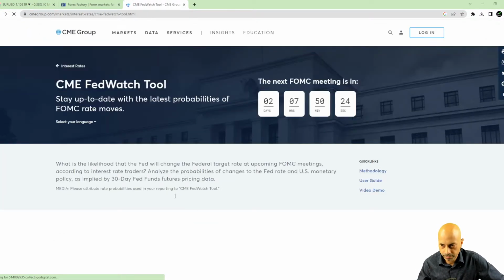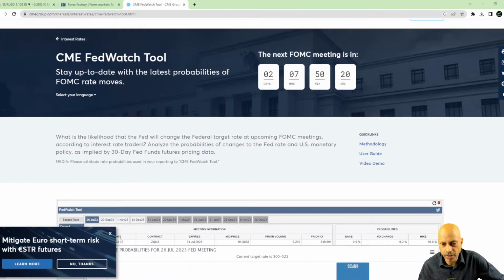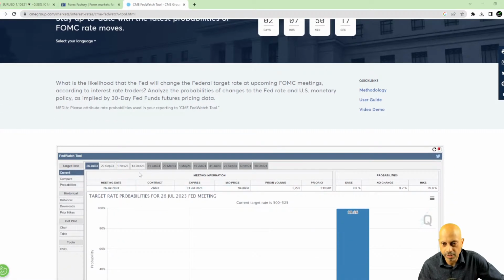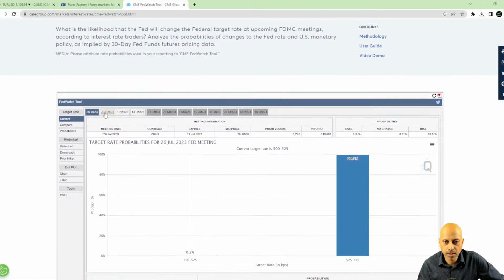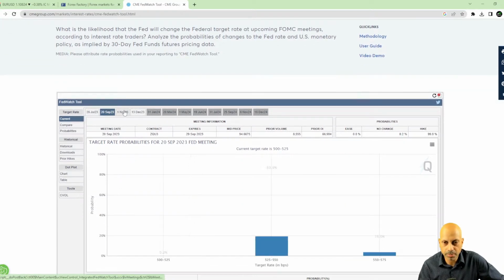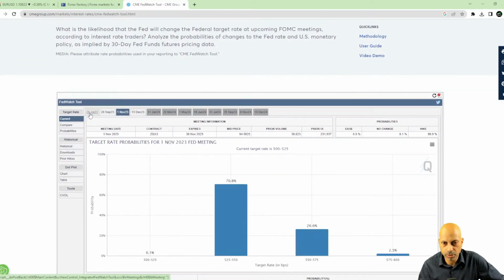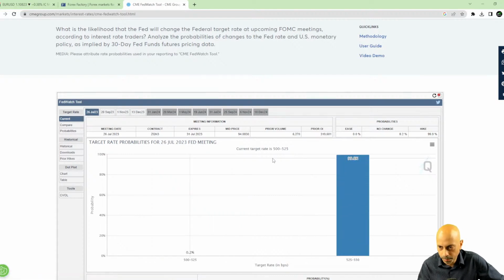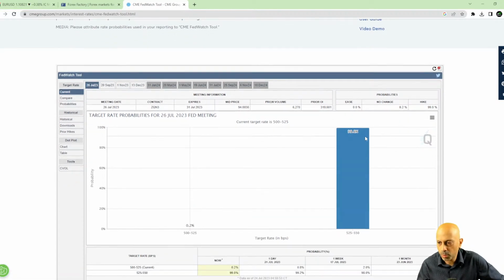This is a website that gives you the probability of the latest FOMC moves for every meeting. As you can see, the next meeting is on 26th July, and also you can see the target probabilities for 20th September, 1st November, and so on and so forth. For 26th July, there is almost a 100% chance that the Fed is going to raise interest rates by 25 basis points. Currently the target rate is 5 to 5.25%.